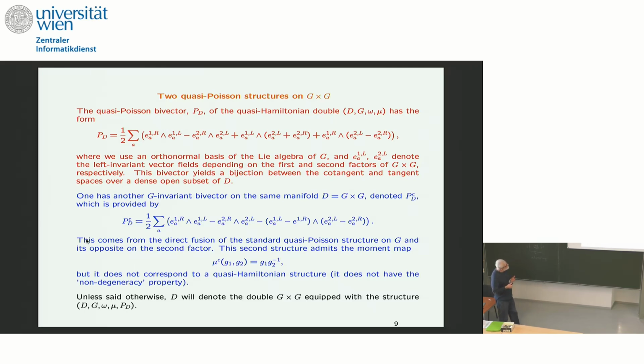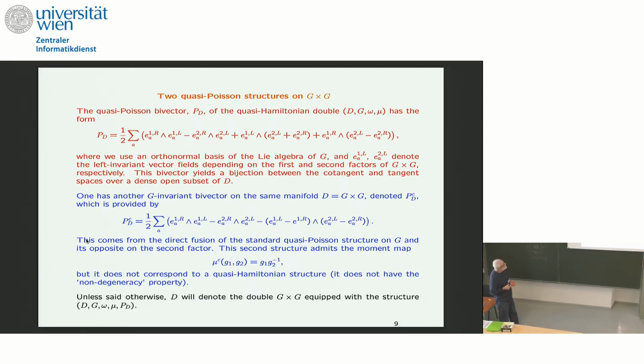This one. So for simplicity, this refers to an orthonormal basis of the Lie algebra, so I'm using a positive definite invariant form. This means the right invariant vector field on the first copy and second copy. There is this formula, and this is the one, this P_D, which corresponds to the 2-form in the way I described in the previous slide.